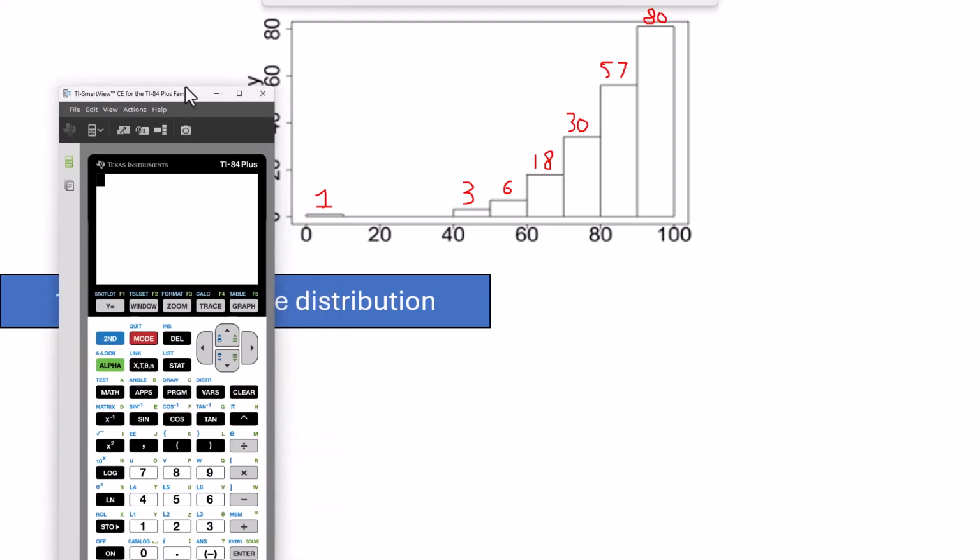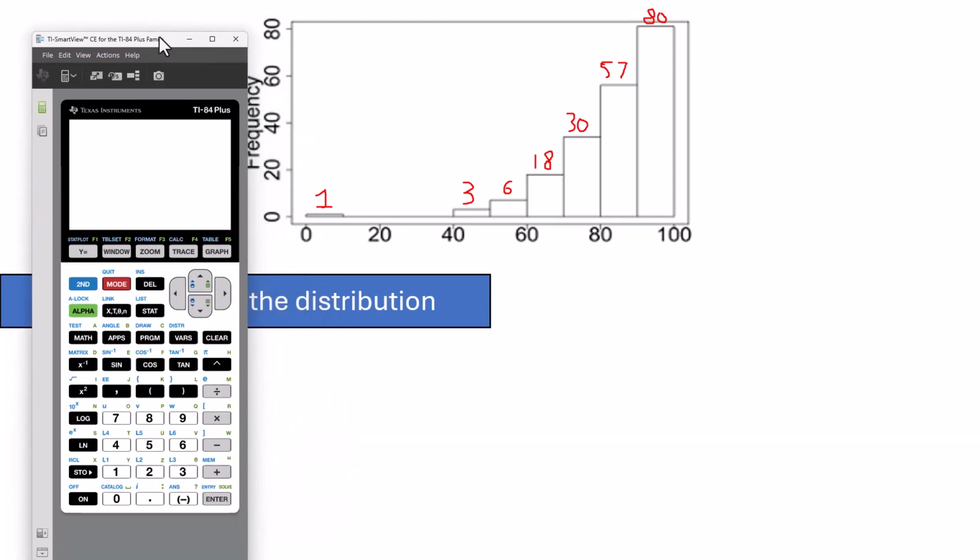So here's my calculator. Let's get this going here. I think my numlock's off. There we go. 1 plus 3 plus 6 plus 18 plus 30 plus 57 plus 80, and it looks like I get 195.